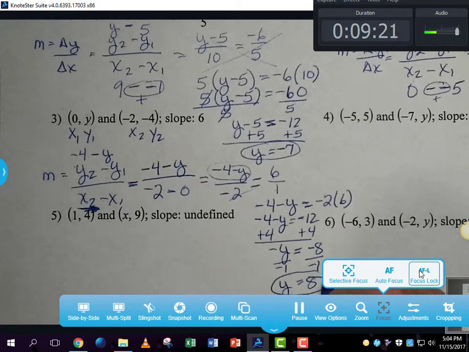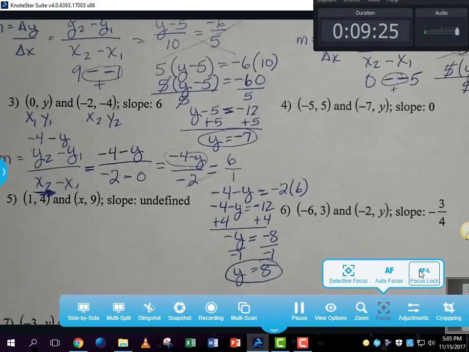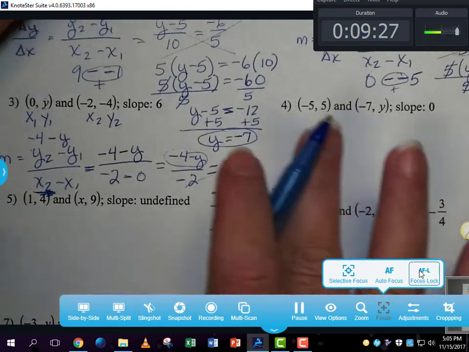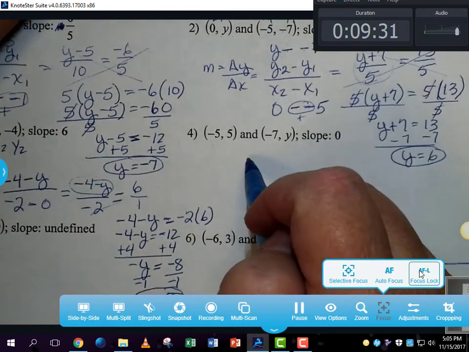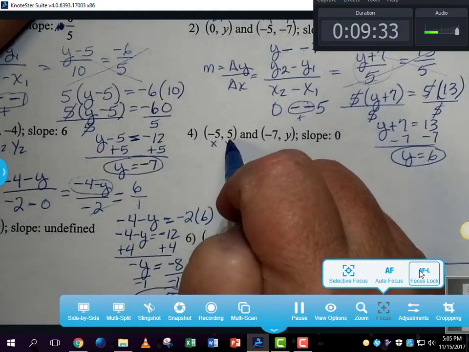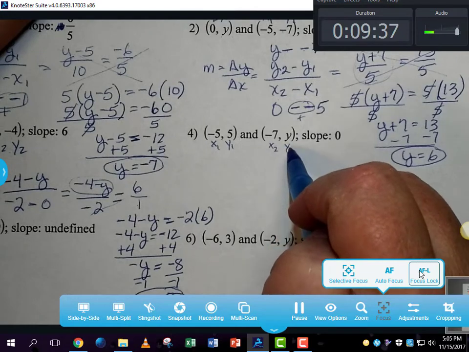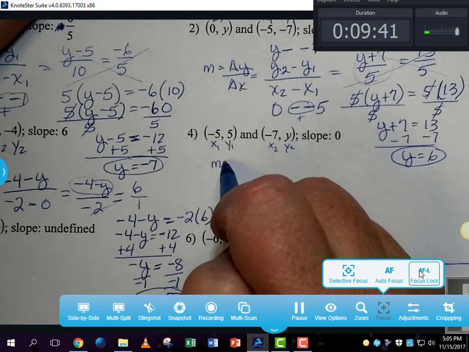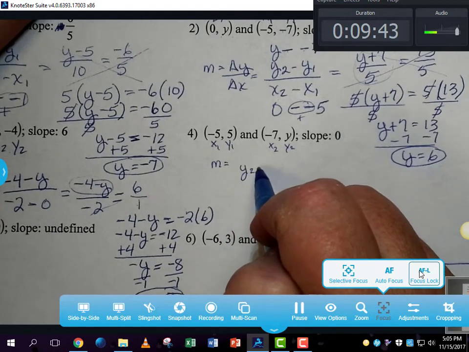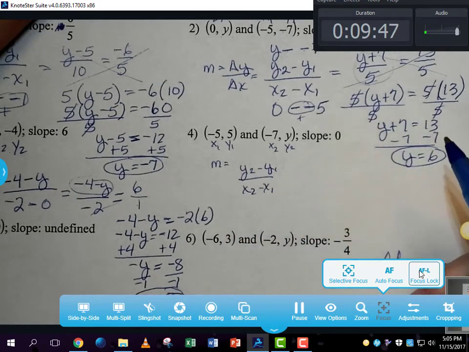Okay, this is number 3. Looks like I should have given myself a little bit more space to write. I'll try and write smaller. Okay, so I have x and y. Those are my 1s. I have x and y. Those are my 2s. I'm going to have the slope, which is going to be y sub 2 minus y sub 1 over x sub 2 minus x sub 1.